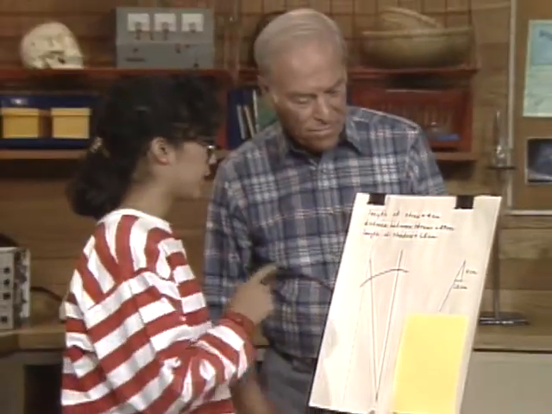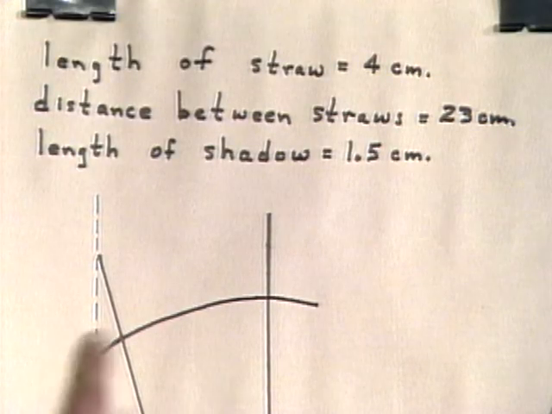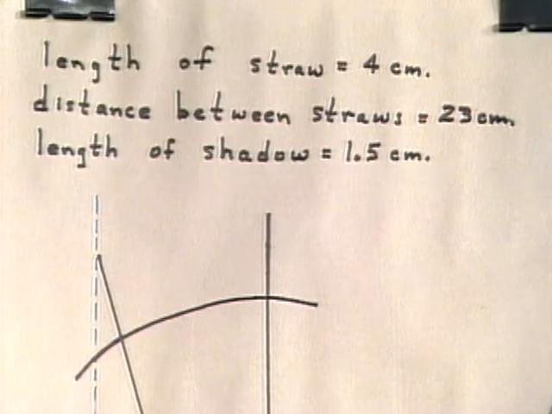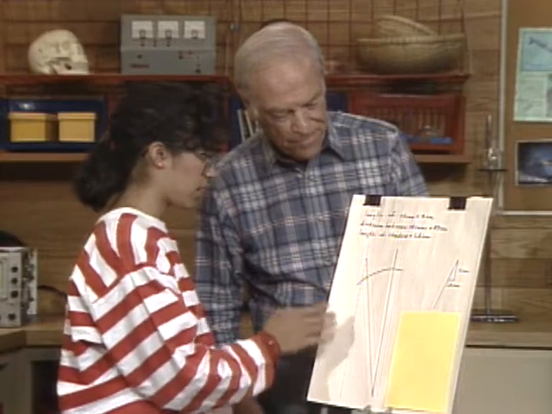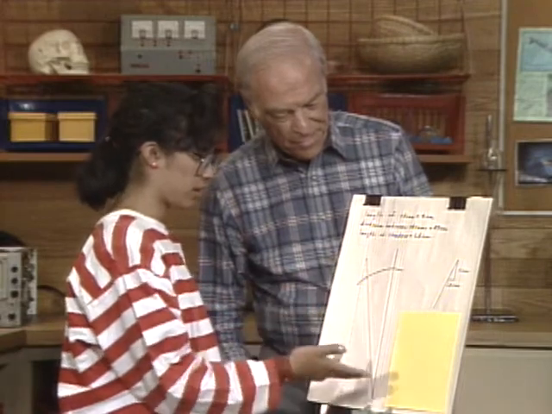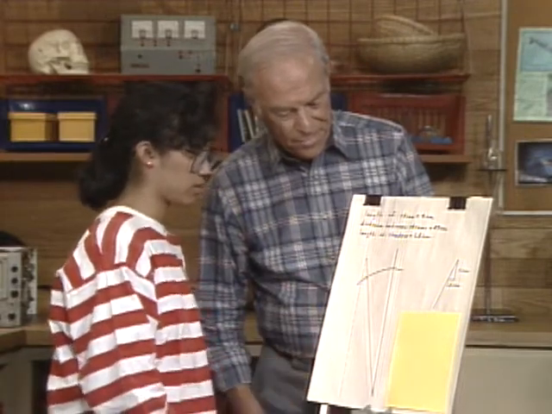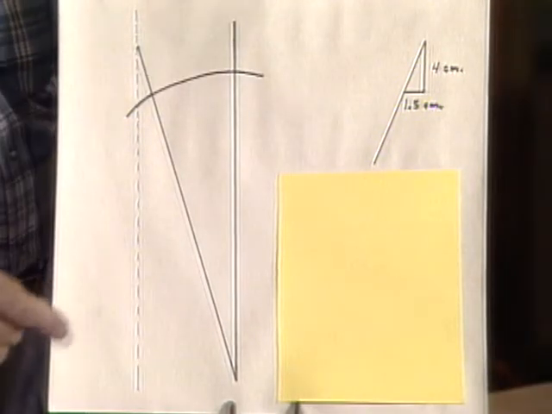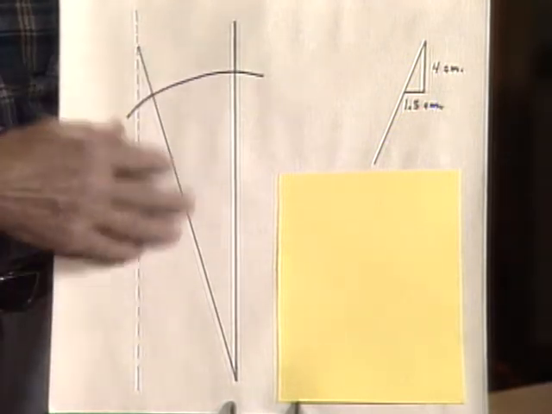There. We've got everything down. The length of the straw equals 4 centimeters. The distance between the straws is 23 centimeters, and the length of the shadow is 1.5 centimeters. We've got the diagram down, and we've got a yellow square here for me to do my calculations, but what am I supposed to calculate? First of all, that's not a square, that's a rectangle.